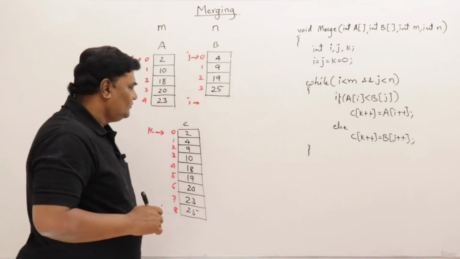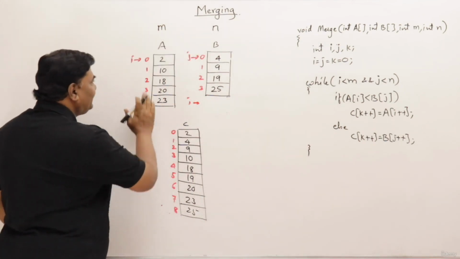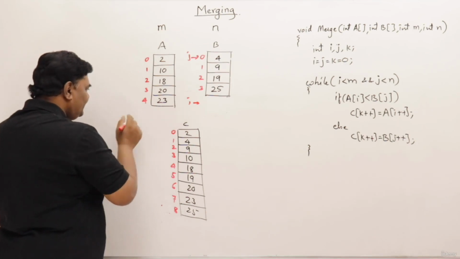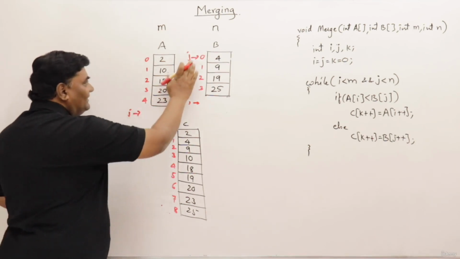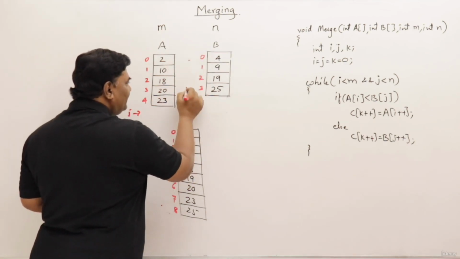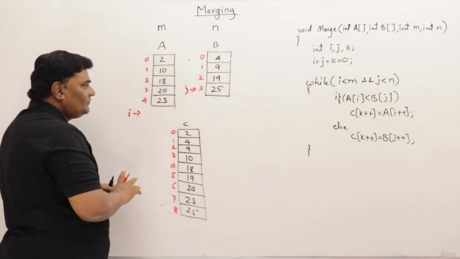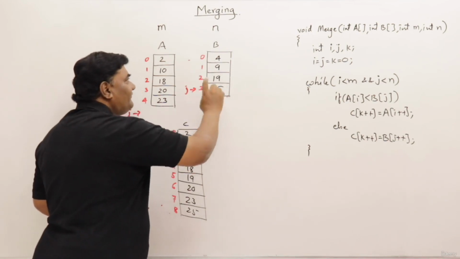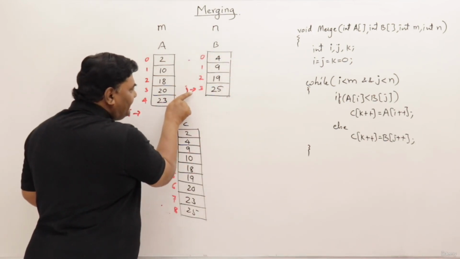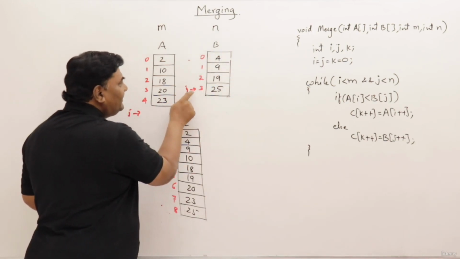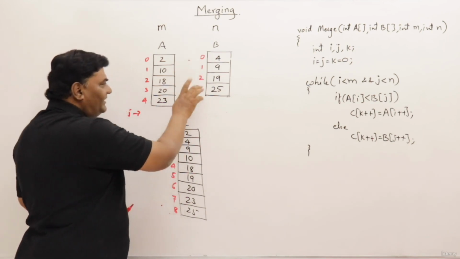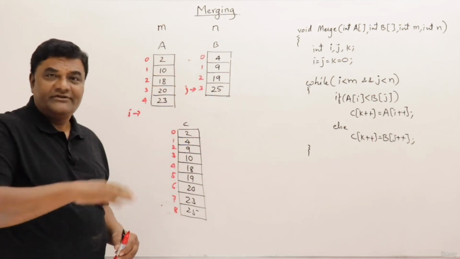Now, after coming out of the loop, if we look at the situation again, i had finished and j was still on the last element. This may be the last element or there may be more elements. So what we should do is copy all the remaining elements from B from the point wherever j is pointing. Don't set it to 0 again. Wherever it's pointing, from there only copy all the elements from B to C.